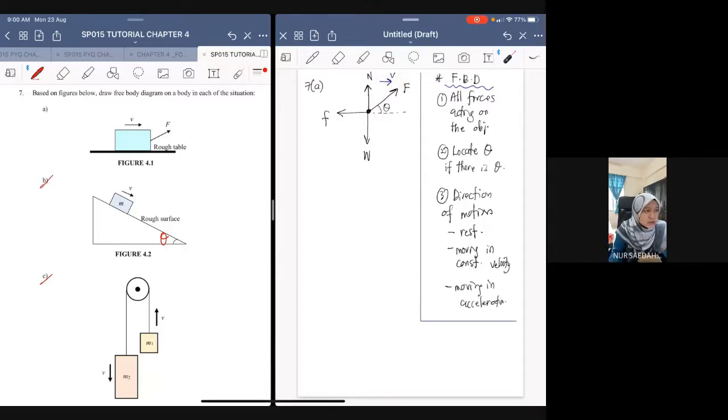Maksudnya dia tengah bergerak with acceleration. Dan anak panah ni jangan sekali attach sekali dengan objek kita. Jangan buat macam tu. Dia di luar kita punya free body diagram. Dia bahagian kat sebelah sini. Jangan bersambung pula dengan objek kita. Macam tu. Okay korang?